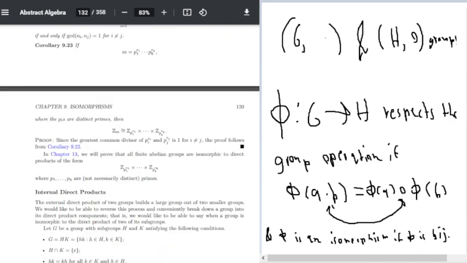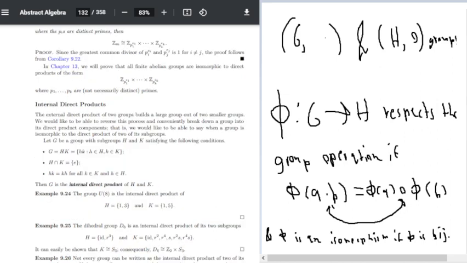Corollary 9.23. If m is equal to p1^e1 all the way to pk^ek, where the pi's are distinct primes, then Zm is congruent to Z sub p1 to the e1 times Z sub p2 to the e2, all the way to times Z sub pk to the ek. Proof. Since the greatest common divisor of pi^ei and pj^ej is 1 for i not equal to j, the proof follows from Corollary 9.22.